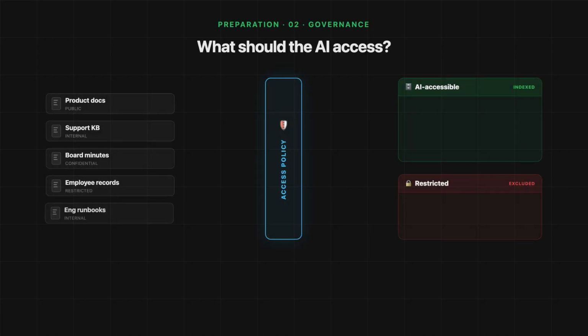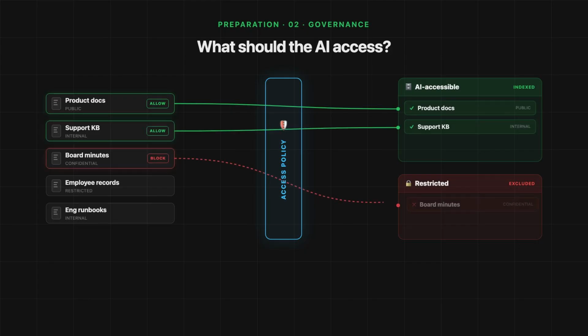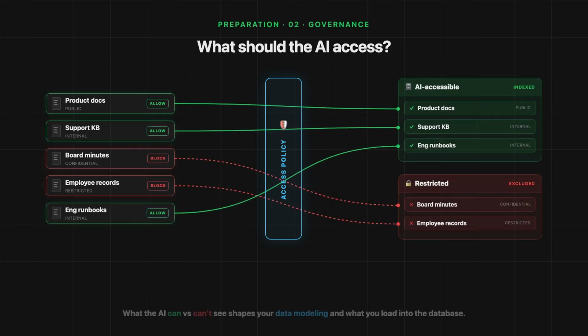Now, one important thing to keep in mind here is what is the information that the AI should be able to access versus not be able to access. And this will have to affect the way that you do your data modeling or what's going to be put in your unstructured database here.